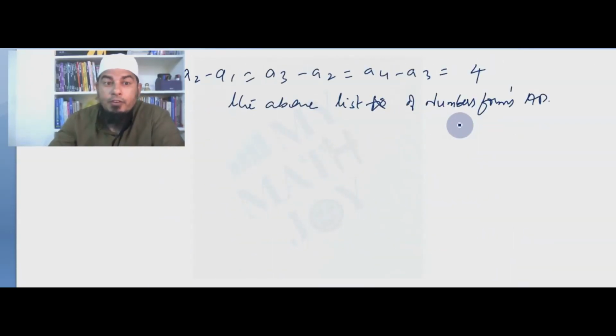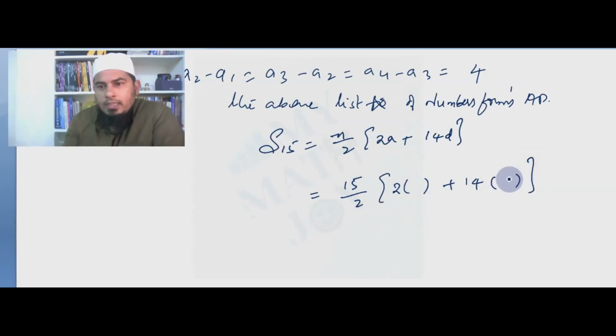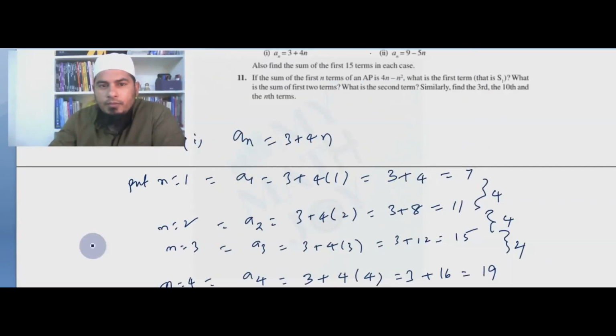He wants the first 15 terms. So he wants S15. I want S15, as the formula n by 2 into 2a plus 14d. And we got n is 15, so 15 by 2, 2a plus 14d. d we got as 4, everywhere we got a2 minus a1 is 4. This is my d value, and a value is my a1, and we got it 7.